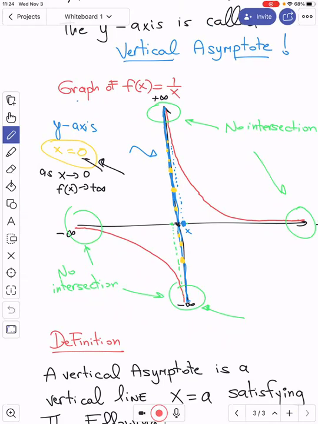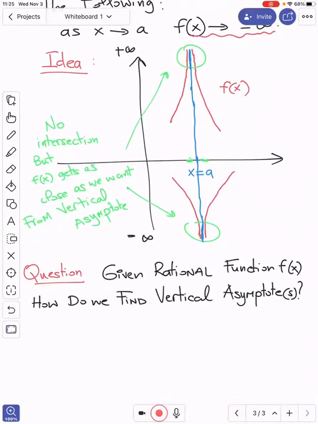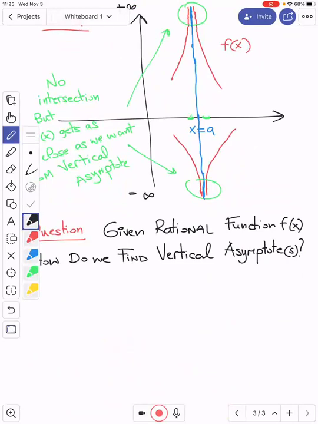And remember, 0 was excluded from the domain. That's actually the reason why my graph doesn't touch the y-axis, because f of 0 is undefined. So you're not supposed to intersect the y-axis, or x equal to 0. To find this, we had to solve the denominator equal to 0. And that's how we find vertical asymptotes in general. All we have to do is solve the denominator equal to 0, because those are the values that you exclude from the domain.